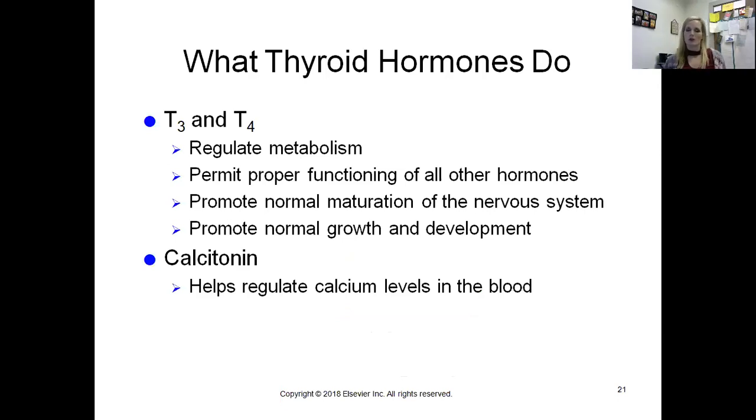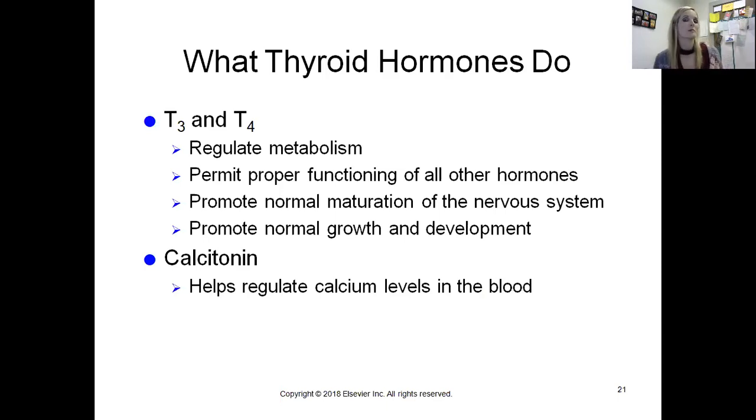T3 and T4 are actually abbreviations for triiodothyronine and tetraiodothyronine. But as long as you know those as T3 and T4, that saves you the trouble of having to spell those. So T3 and T4 is all you really need to remember. The main thing that the thyroid does for us is it helps to regulate our metabolism. It gets into some other things, but it all pertains to metabolism. It permits proper functioning of all other hormones, promotes natural maturation of the nervous system, and promotes normal growth and development as well. So the biggest thing to remember is metabolism.